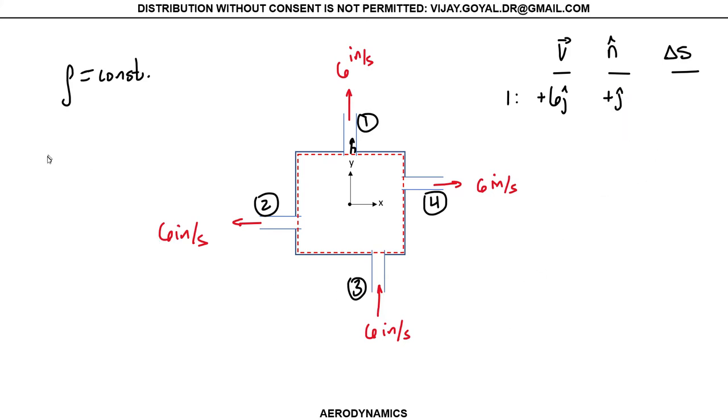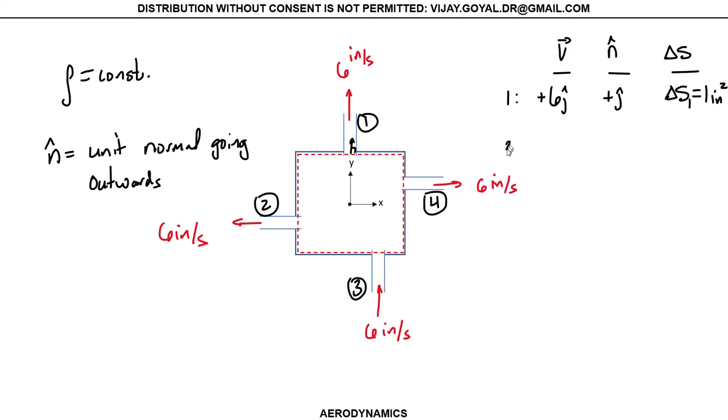So just let me write this down here. Remember, n is the unit normal outwards. Okay, so then your delta S, let's call this delta S1, and the problem gives you the value of this. This is 1 inches squared. Okay, this is what happens at 1.